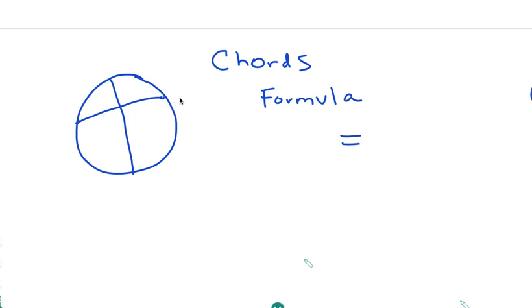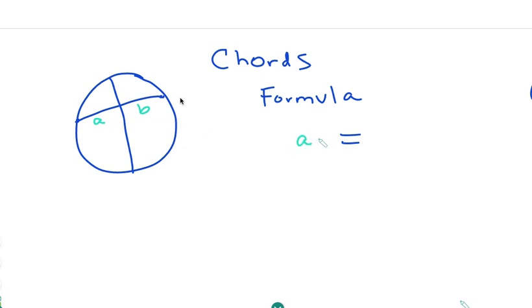So for our chord formula, we are going to take the first chord that is divided into two parts. We're going to say that this is part A, and this is part B. And we're going to take A and multiply it times B. That product is going to be the same as the second chord multiplied. So this is going to be C and D, and we're going to do the product of C, D. So let's try it out.